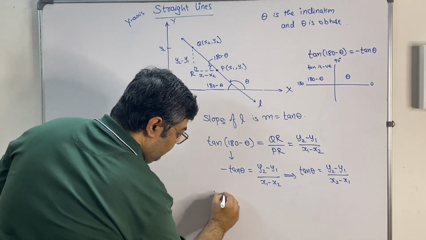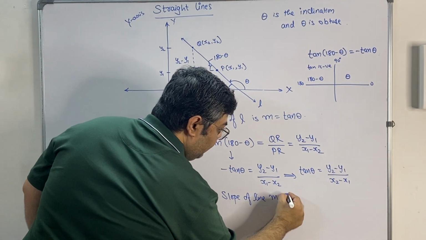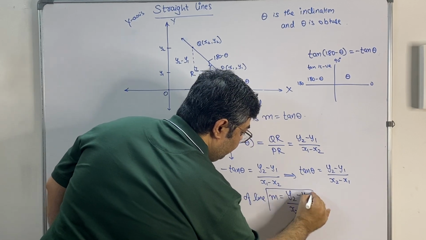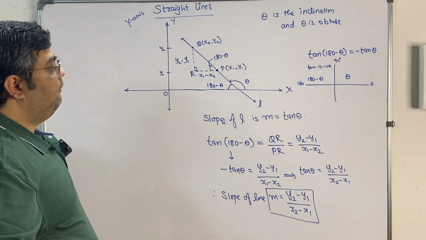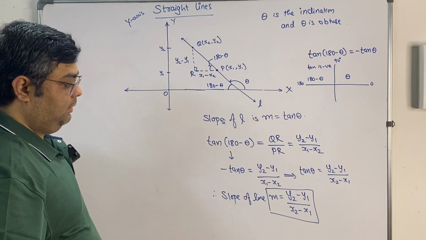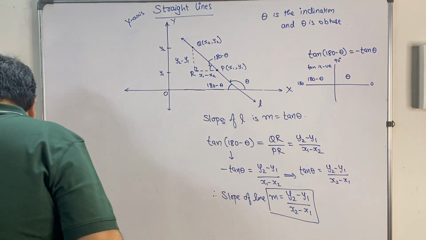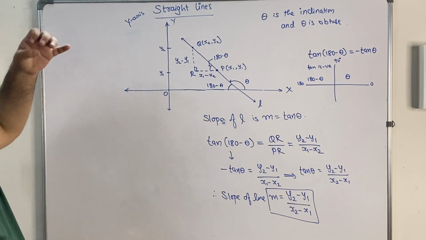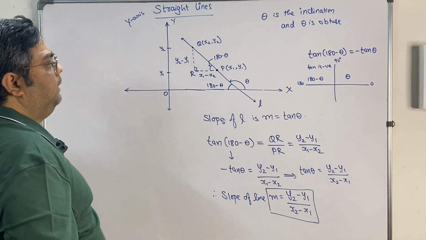Therefore, slope of line m is again y2 minus y1 over x2 minus x1. So irrespective of the fact कि theta is acute or obtuse, if we have 2 points given, the slope is given by y2 minus y1 over x2 minus x1. ये अगर 2 पॉइंट्स आपके पास अवेलेबल हैं तो आप स्लोप निकाल सकते हो. ठीक है, ये आपने ऑब्जर्व कर लिया, इसको एक बार नोट कर लो, then we can move ahead.